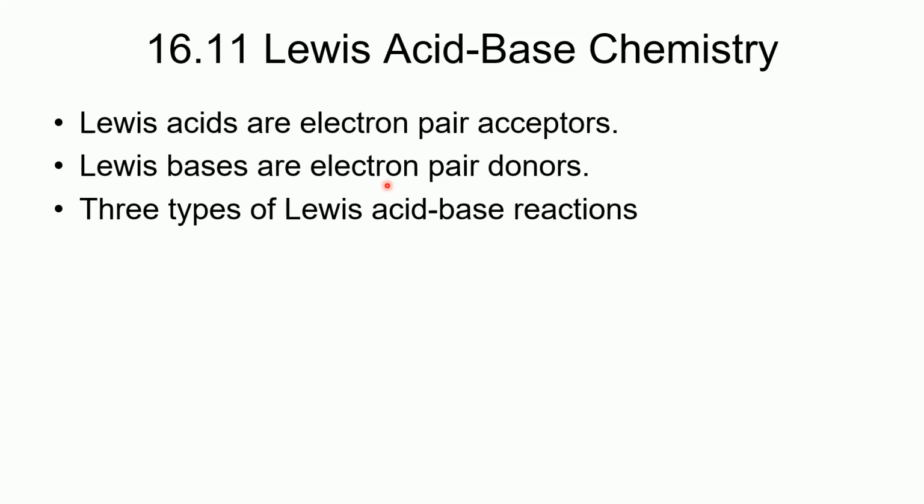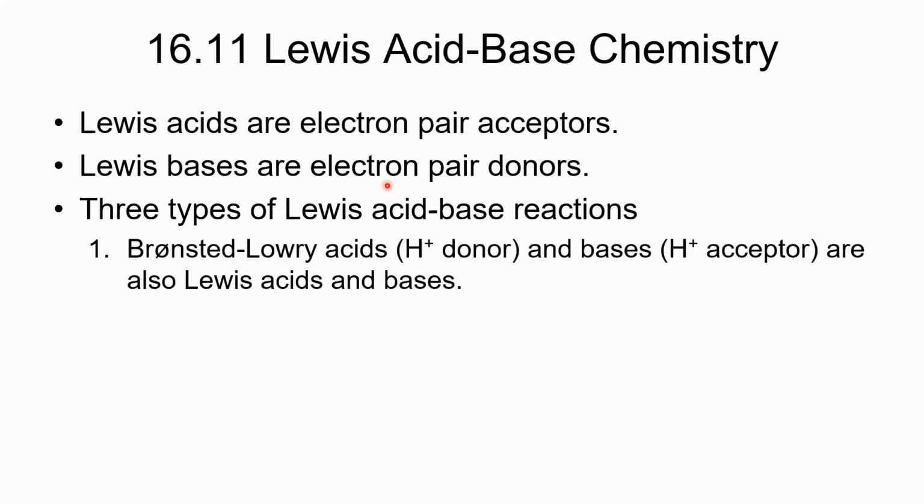The first type is one that you're already familiar with, which is Bronsted-Lowry acid-base reactions. We'll find that anything that is a Bronsted-Lowry acid is also a Lewis acid, and anything that is a Bronsted-Lowry base is also a Lewis base. So if you can identify what is a Bronsted-Lowry acid and base, then you have already identified what is the Lewis acid and base. Those are the easiest ones to do because you've seen them so many times.